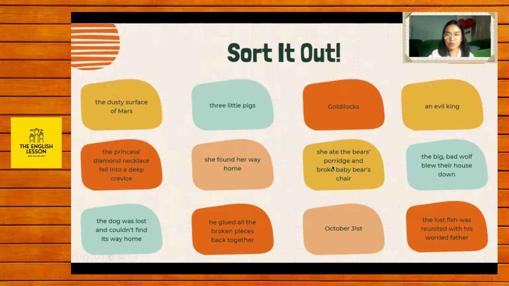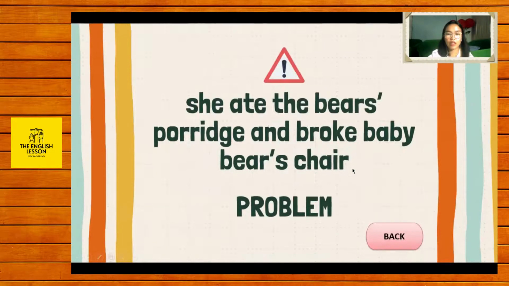She ate the bear's porridge and broke baby bear's chair. So what do you think? What is your answer? Okay, let's see if you are right. She ate the bear's porridge and broke baby bear's chair is under the problem. So yes, very good. You got it right again. So let's go back.